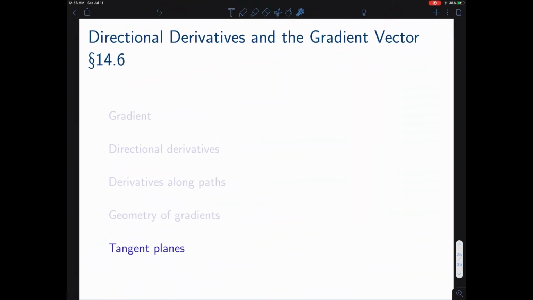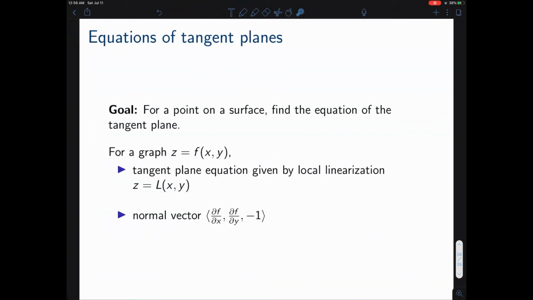Finally, let's talk about tangent planes. Our goal is to find equations of tangent planes. So for a point on a surface, we would like to find the equation of the tangent plane to that surface. We know the answer for graphs.